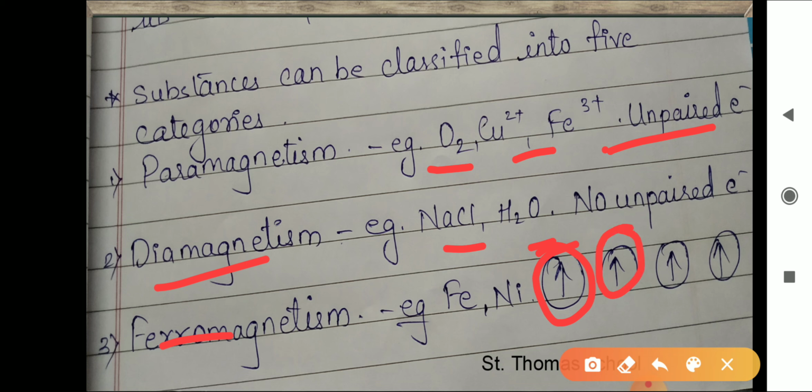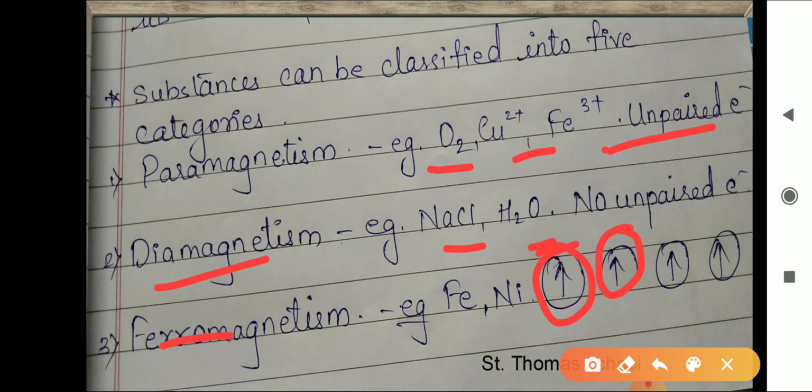So this domain acts as a tiny magnet. In an unmagnetized piece of a ferromagnetic substance, the domains are randomly oriented and their magnetic moments get cancelled. Understood? When the substance is placed in a magnetic field, all the domains get oriented in the direction of the magnetic field, as you can see in this figure. So a strong magnetic effect is produced. This ordering of domains persists even when the magnetic field is removed and the substance becomes a permanent magnet.